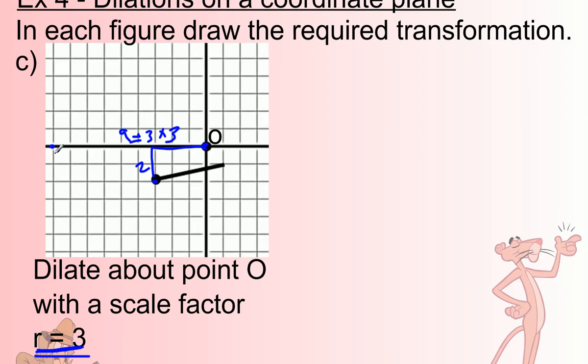And then down 6, because times by 3 is 6. 1, 2, 3, 4, 5, 6. So there's my new big point, this guy here, translated way out there. This point, well, times by 3, I'm going to go over 1, down 1. Times by 3 takes me over 3, down 3. And there we go. There is the same line, just made 3 times longer, scaled about that point O.